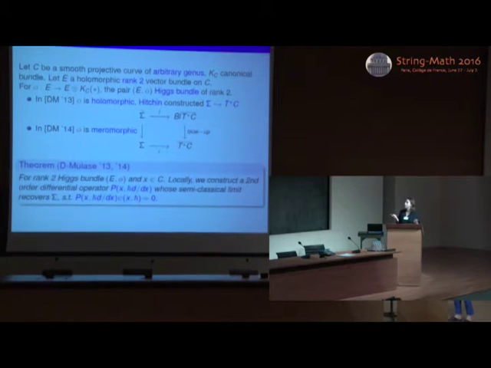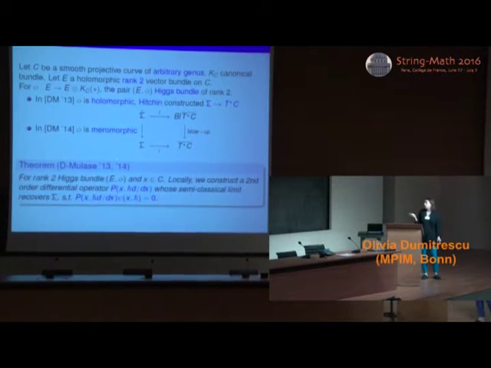In 2013, we discussed the case when phi is a holomorphic Higgs field, and we used a spectral curve constructed by Hitchin inside the cotangent bundle of C. The year after, we discussed the meromorphic case, and we constructed the spectral curve inside the compactified cotangent bundle, and we constructed the resolution of singularities by blowing up this ruled surface.